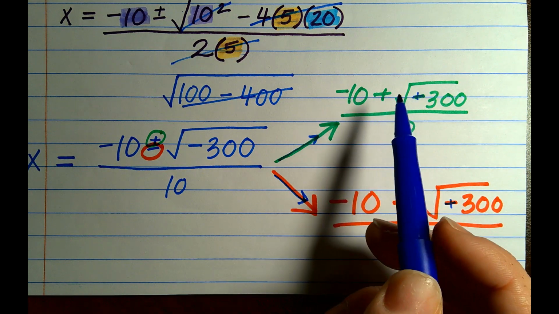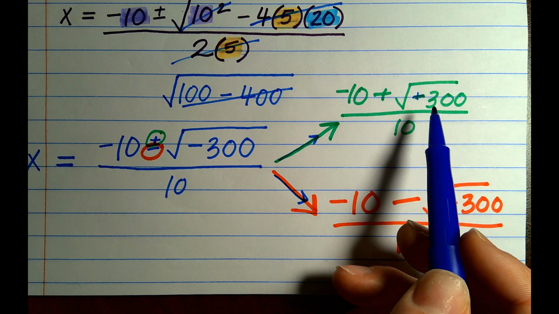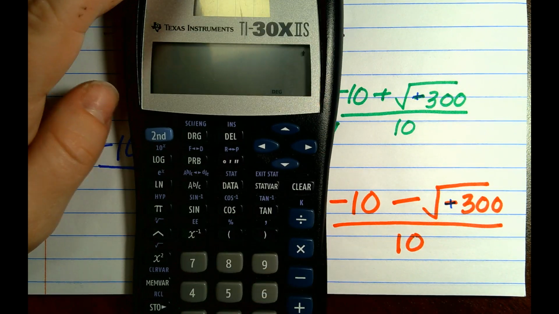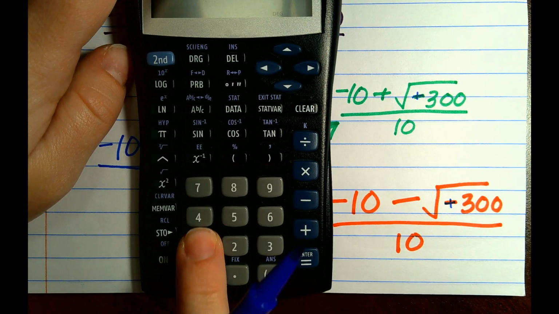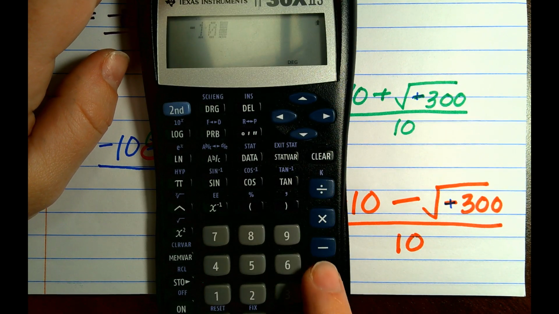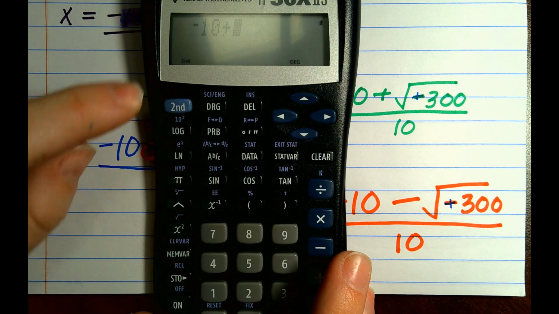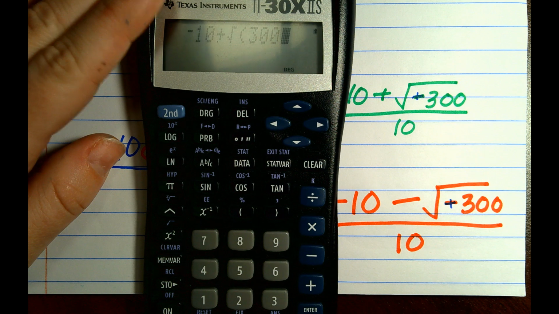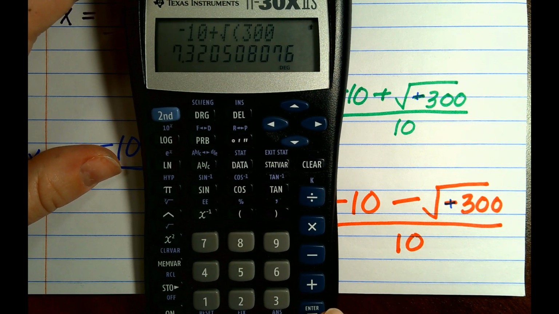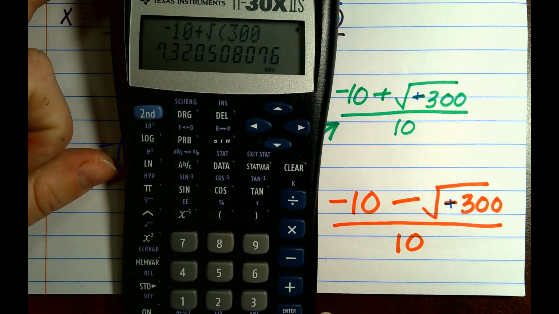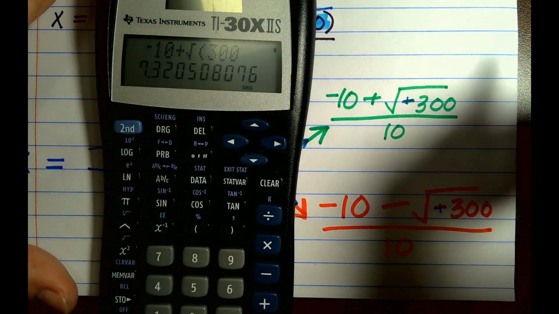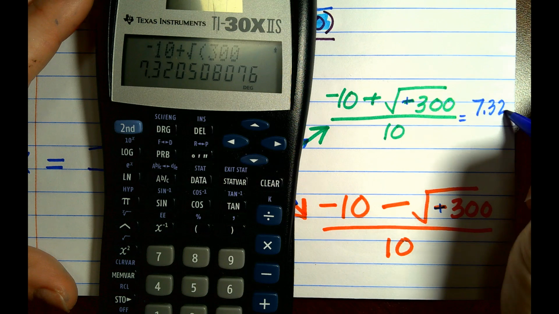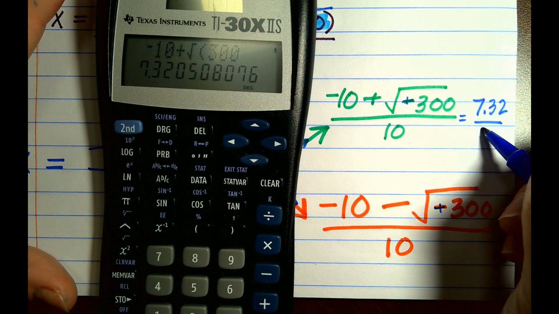Negative 10 plus the square root of 300. I'm going to type that in my calculator. Negative 10 plus second square root 300. Just like that. And we get, yes, perfect, 7.32, bunch more numbers. So now we have 7.32 over 10.